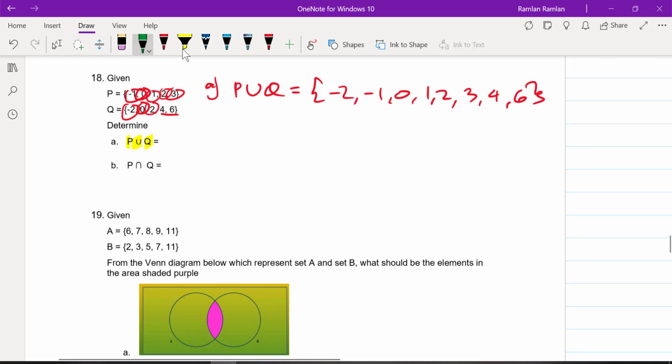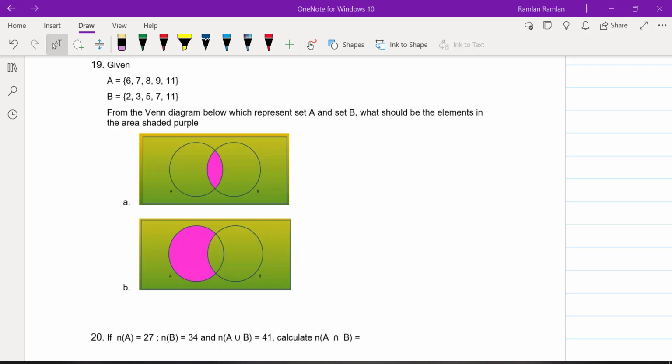Okay, the next one is B. Question B is P intersection Q. This symbol here is read as intersection. It means that you only need to take the elements that are the same, or what we call the common elements, from set P and set Q. Let's see set P and set Q again. The elements that are the same are this 0 and this 2. So P intersection Q is just those two elements, 0 and 2. That's it.